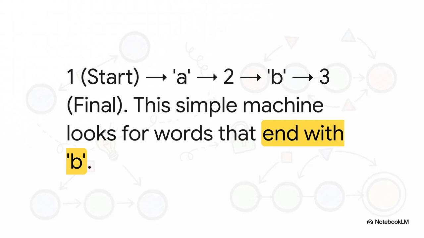Let's look at a really simple example. This little machine here is designed to recognize one specific word, ab. We start at state 1. If the first letter we see is an A, we follow the path to state 2. Then, if the next letter is a B, we move to state 3, which you can see as a final, accepting state. If the word ends right there, bingo, it's accepted. Any other word, and this machine is going to fail.